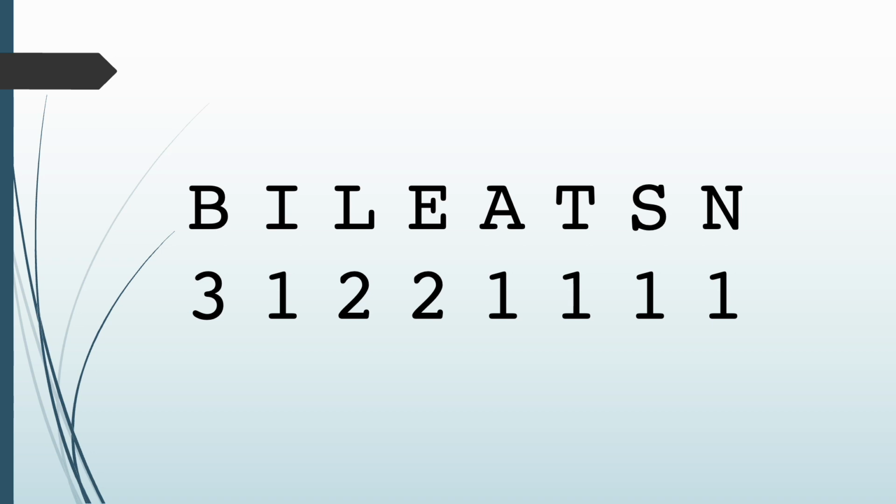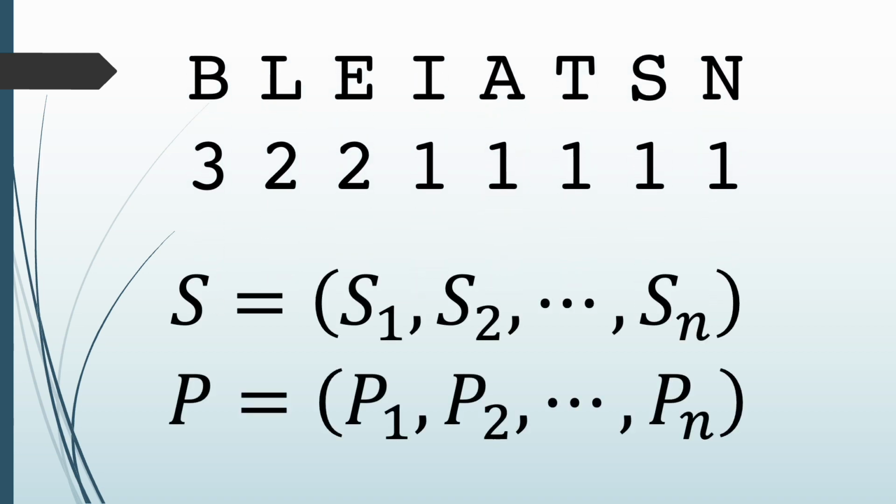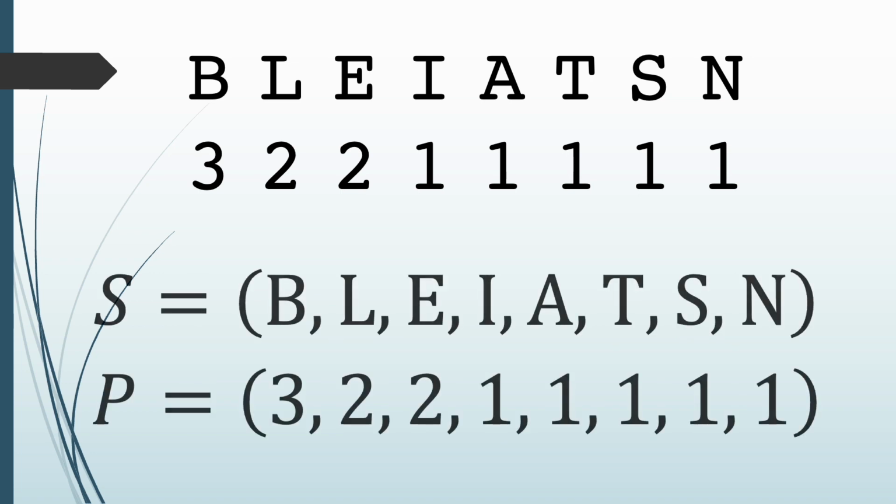Next we need to arrange the source according to their probability in descending order. Now we have the note like this. The source alphabets, B, L, E, I, A, T, S, and N. And their probability of 3, 2, 2, 1, 1, 1, 1, and 1. Put the source alphabet and the probability in the S and P format respectively.